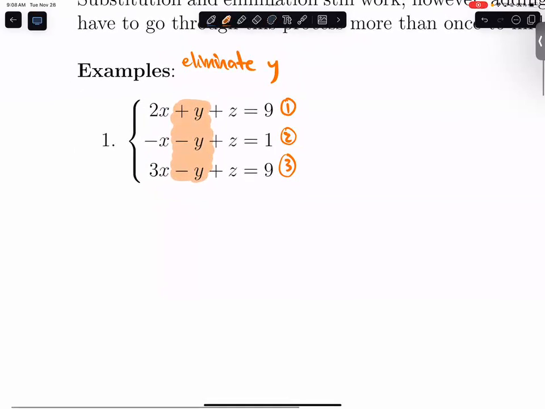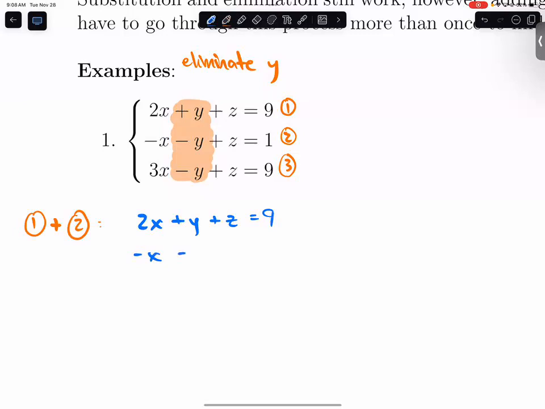So if I'm trying to eliminate Y, what's one pair of those equations that we could take and combine to get rid of Y? Okay, take 1 and 2 and do what with them? Add them together. If I take 1 and 2 and add them together, what happens?